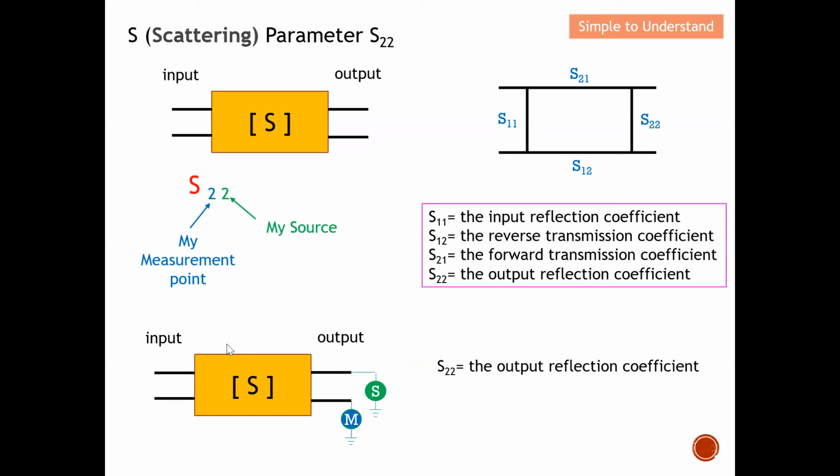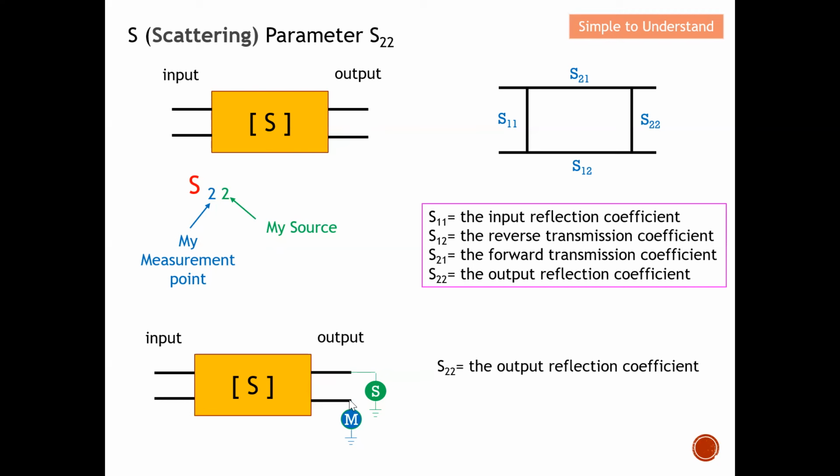Last but not least, let's quickly visit S22. S22 is in fact exactly the same as S11, except at the output. Again, let's quickly discuss this S22. Over here you can see that this is where I put my source, and this is where I put my measurement. So my source and my measurement are both at port number 2, which is at the output. This is basically my source, and I do a measurement at the output port.